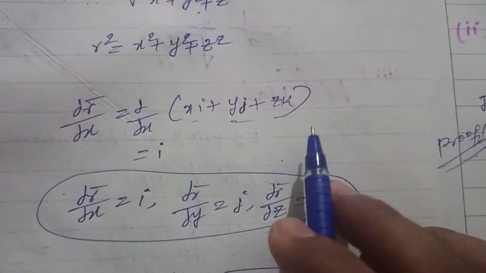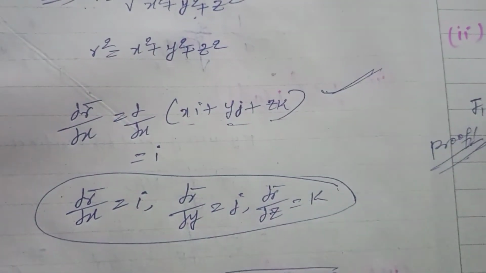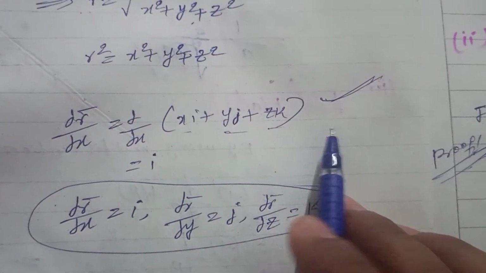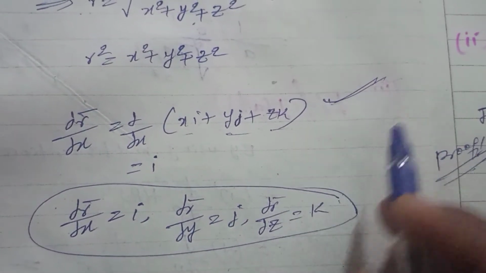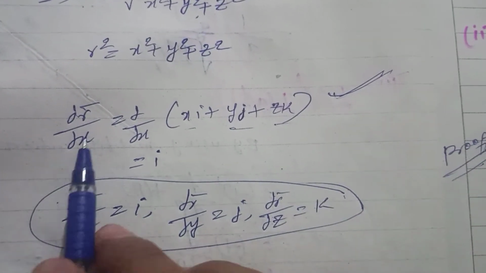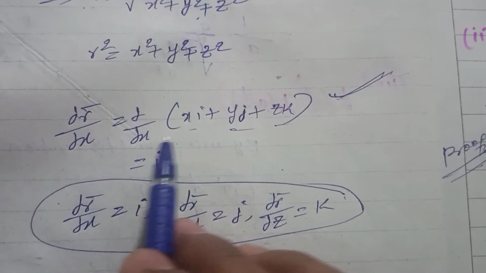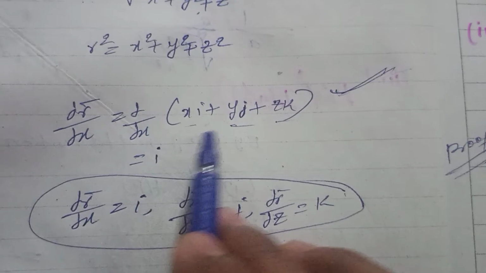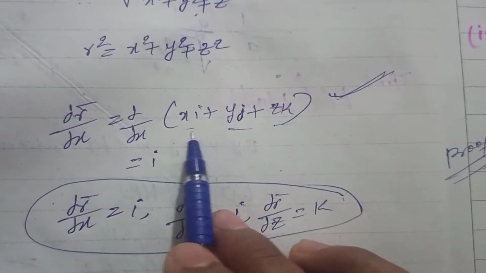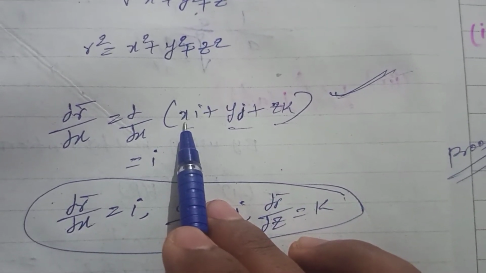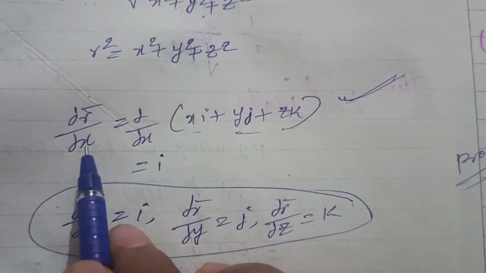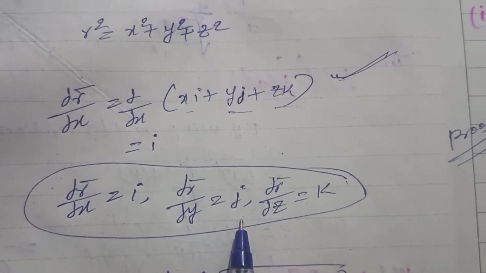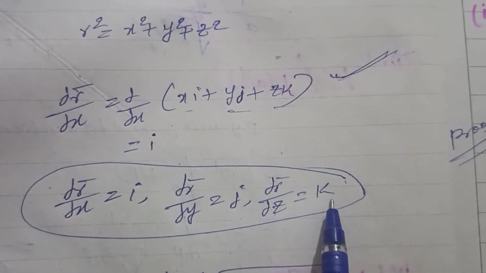So these are the things we are going to use in this theorem. I am explaining those before here. Dou r bar by dou x: r bar we are differentiating partially with respect to x. These two terms will become 0, and this x will become 1, so 1 into i. So dou r bar by dou x means i. Similarly dou r bar by dou y means j, and dou r bar by dou z means k.